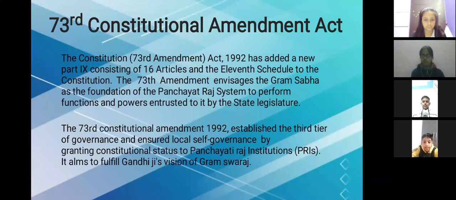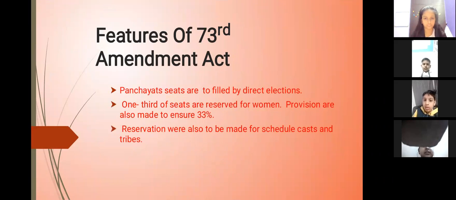The 73rd Constitutional Amendment 1992 established the third tier of governance and ensured local self-governance by granting constitutional status to Panchayati Raj institution. It aims to fulfill Gandhiji's visions of Gram Swaraj. Features of 73rd Amendment Act. Panchayat seats are to be filled by direct elections. One third of seats are reserved for women. Provisions are also made to ensure reservation for scheduled castes and tribes.